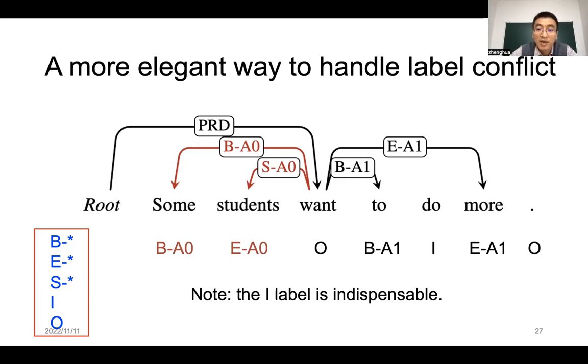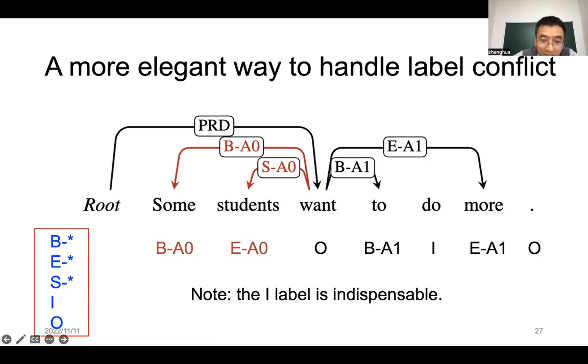And this can be done by constraining the Viterbi decoding, right? When you search for the optimal sequence, you add some constraints. Our idea is that for each word, there is a label set to choose from, composed of B, A0, A1, etc., E, S, I, O. Here we are using the BES schema as an example, and in the BES schema there is no label like I. The model doesn't have a label I.